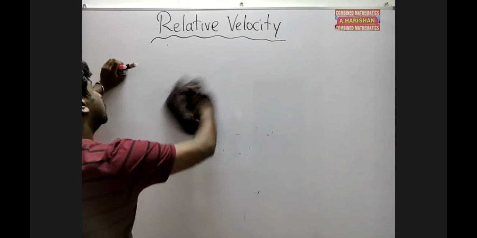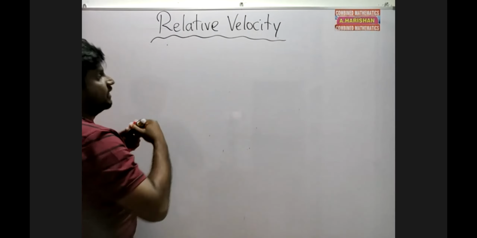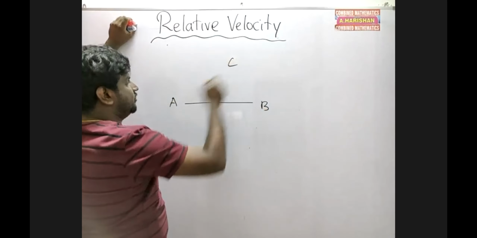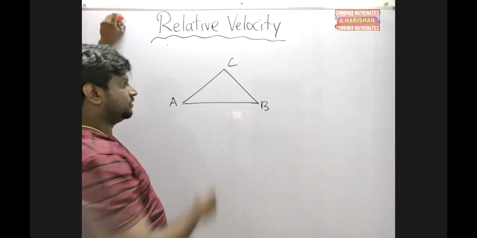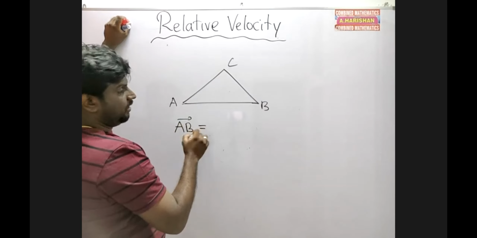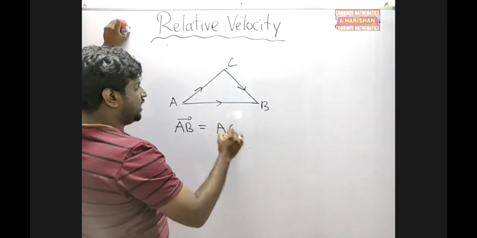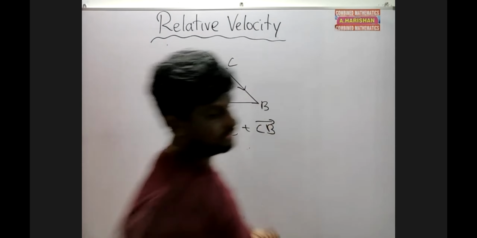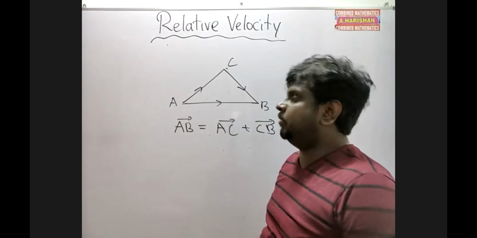So you know relative velocity, and now we move into the lesson. Here there is a point A, a point B, and a point C. You know the displacement rule in a triangle: A to B equals A to C plus C to B. It is a vector, which means it has magnitude and direction. So this is the displacement rule.